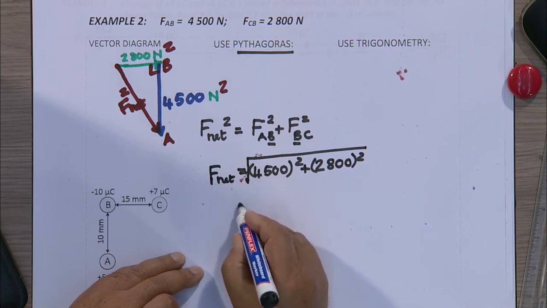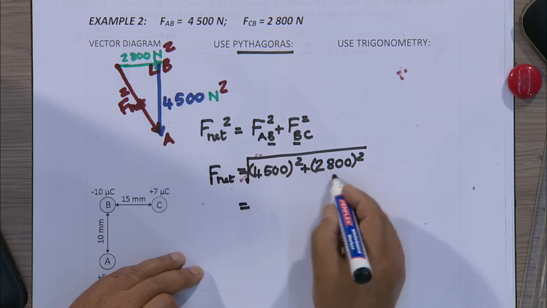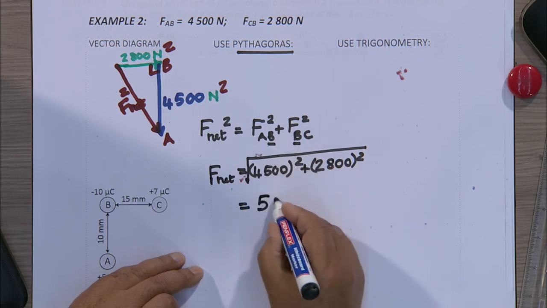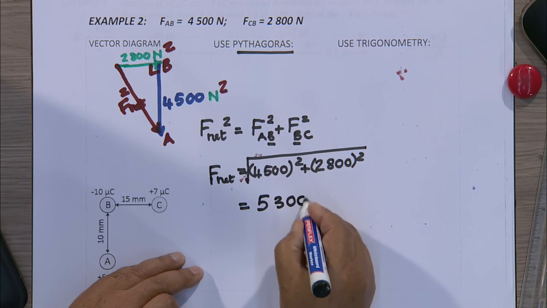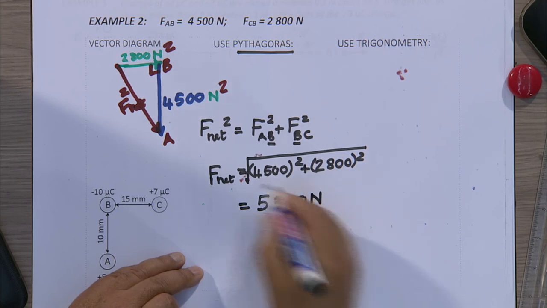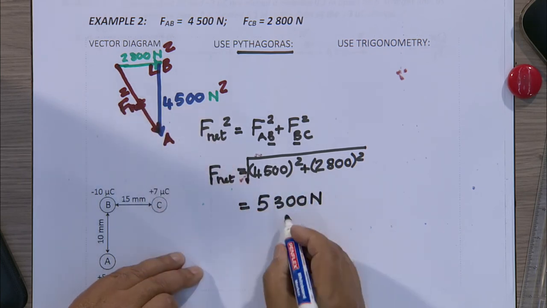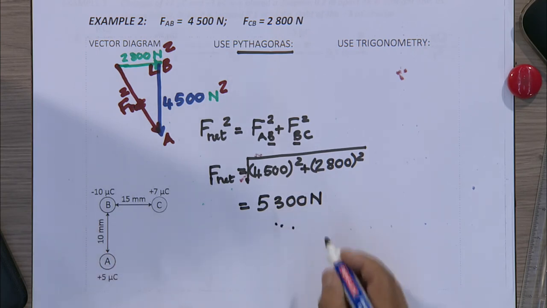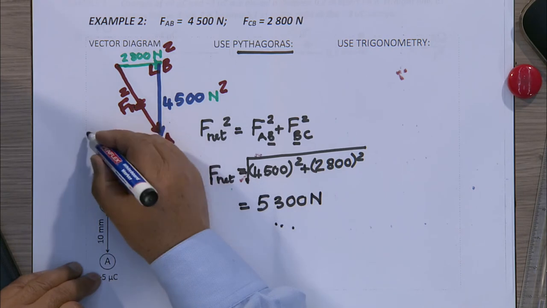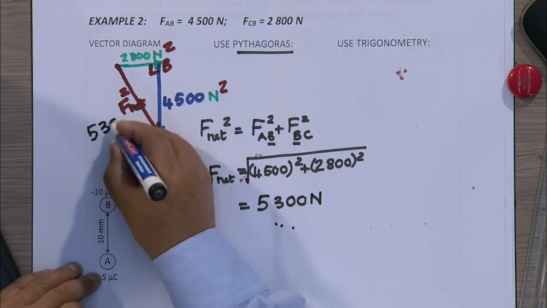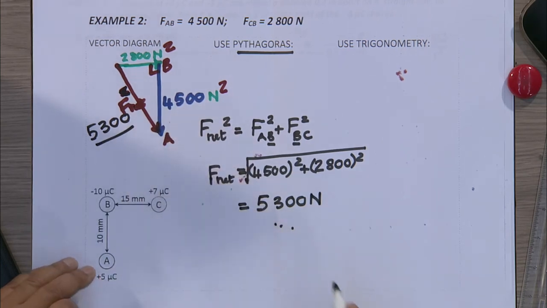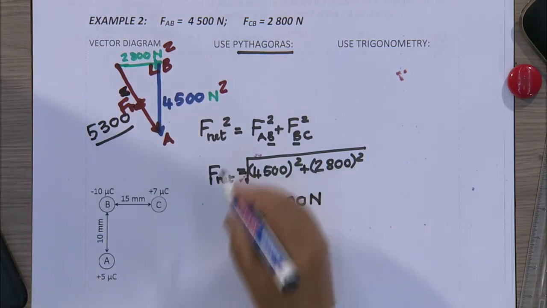And therefore, if I take my calculator and add it up and find the square root, I'll get 5,300 newtons. Which direction? That's what the next thing is. Newtons, we put in the direction now. So by the way, this is 5,300 newtons, not for F squared, but for F itself, the F net. Now how do I get the direction?